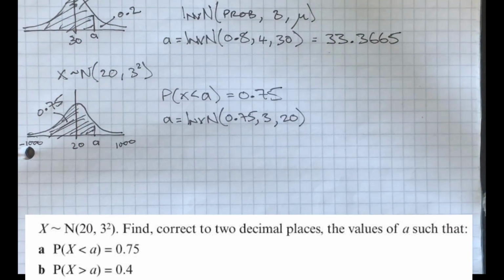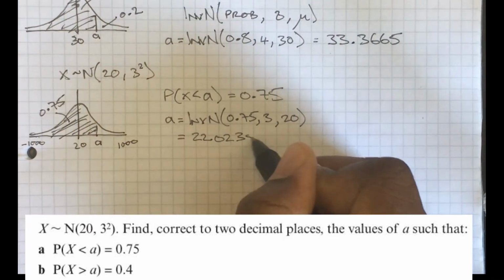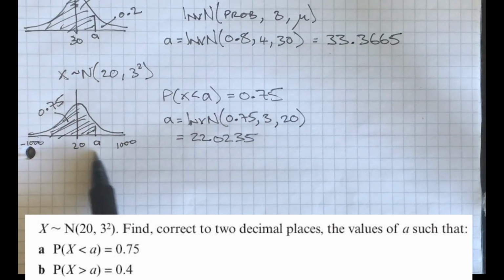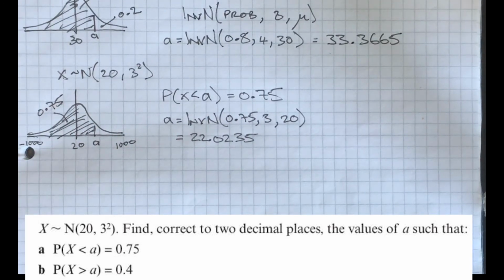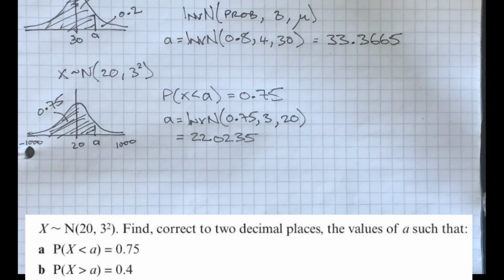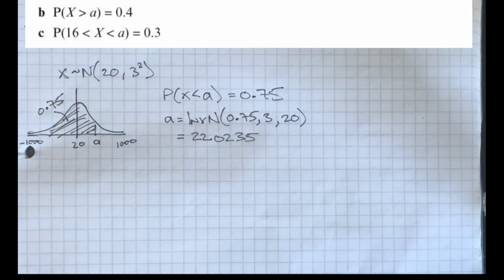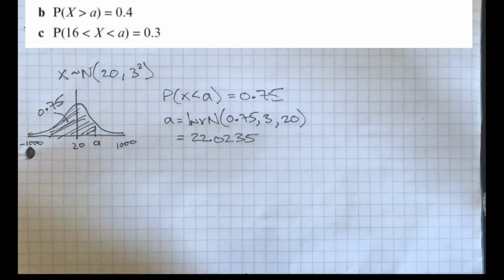3 and 20. Okay, straight into the calculator. A should equal 22.0235. Sense check, I wanted it to be bigger than 20. I'll go with that. I also expected it to be less than 1 standard deviation away from the mean, and 2.02 is just a little bit less than 3. So there's a second level of sense check that I'm able to provide myself with there.